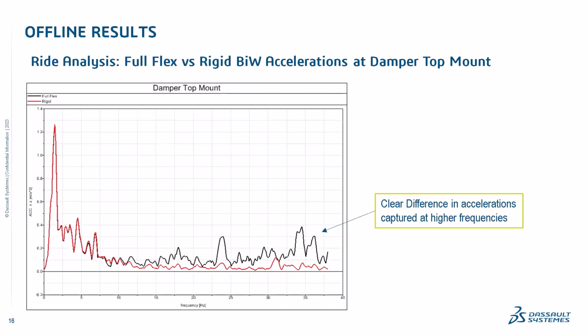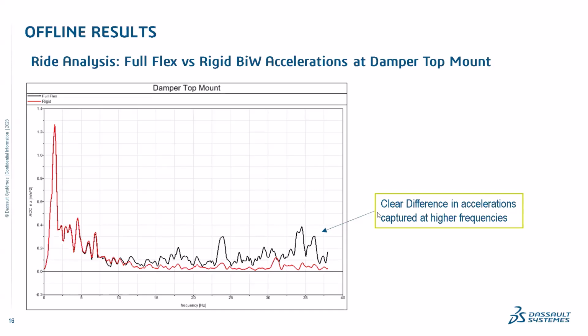Apart from my previous very simple steel plate example, this shows you why it is important and what we miss if we don't use a flexible body for this type of ride analysis. This is the plot of the damper top mount vertical Z accelerations, of one of the damper top mounts.